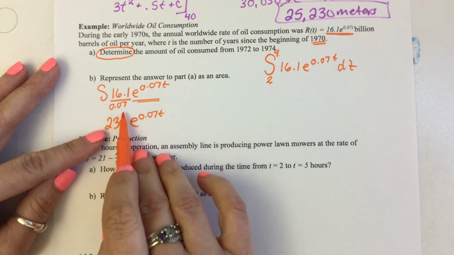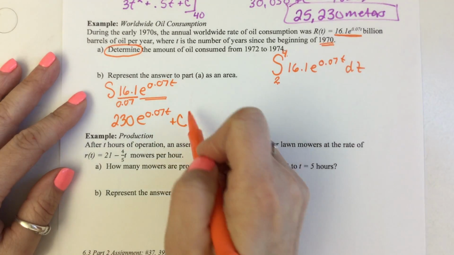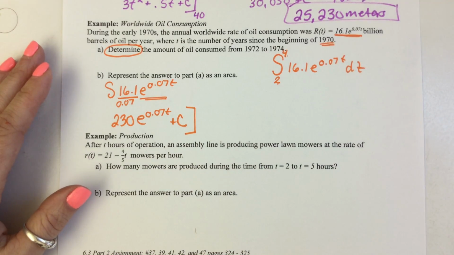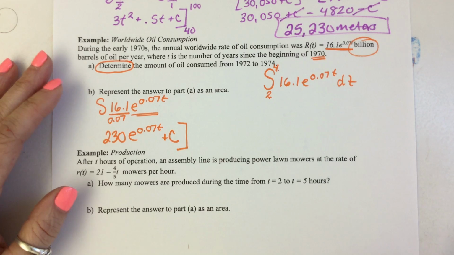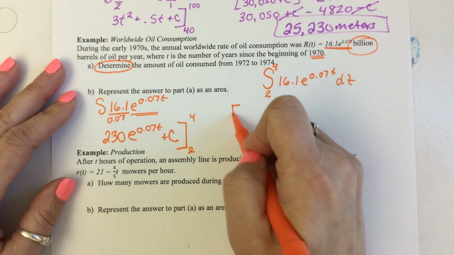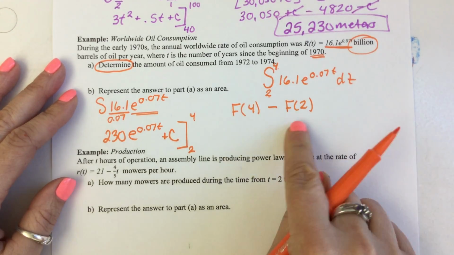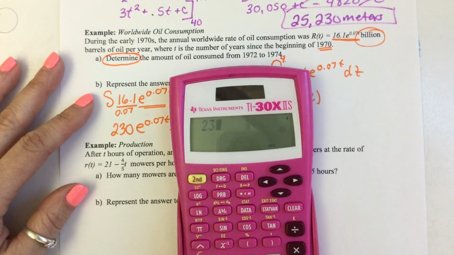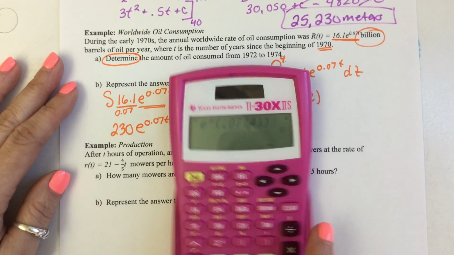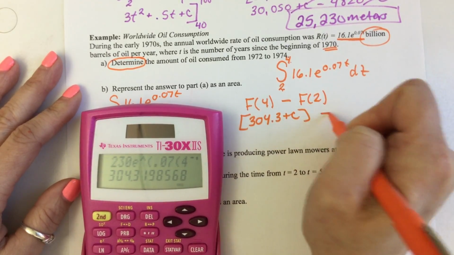So I would go ahead, divide those. The e term stays the same. Because it's an antiderivative, it's plus c. We are calculating the billions of barrels used from 72 to 74. So the way I do that is I have to go ahead, take my antiderivative, fill in a 4, find the value, then do the same thing, fill in a 2 and subtract. So if I have 230 e to the 0.07 times 2, or sorry, we're going to put in a 4 first, 4, close that. I have approximately 304.3 plus c minus.